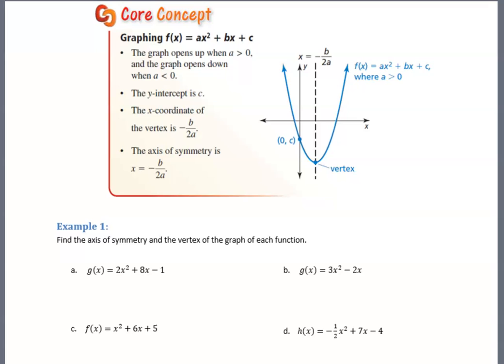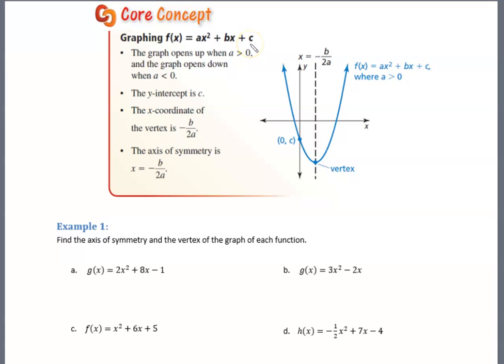Today we're going to learn how to find the axis of symmetry and vertex of the graph of a parabola that has an a, b, and c value. You should recognize ax squared plus bx plus c. This is a form that we use when we were factoring. So we know a is the number in front of x squared, b is the number in front of x, and c is the constant.